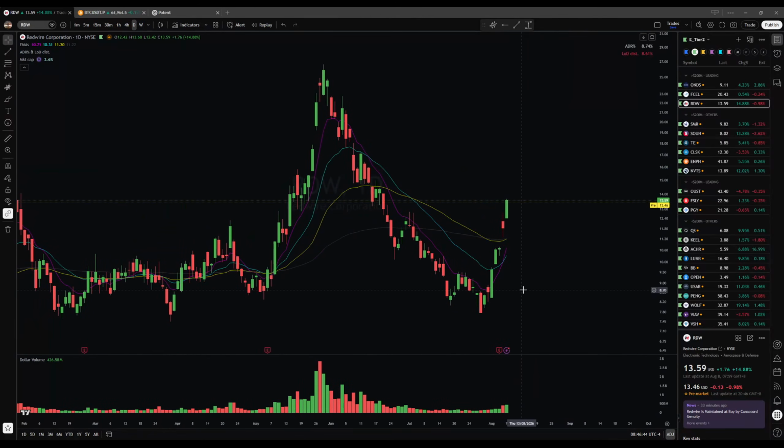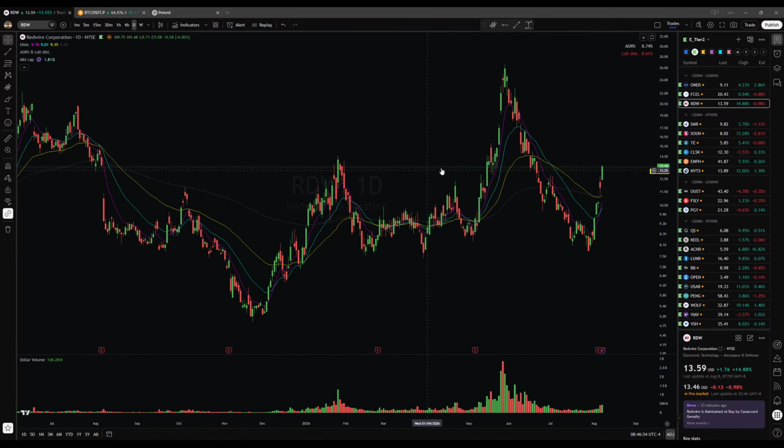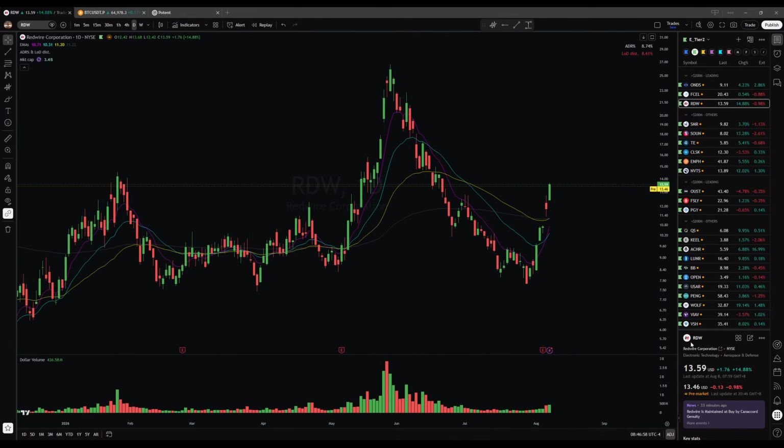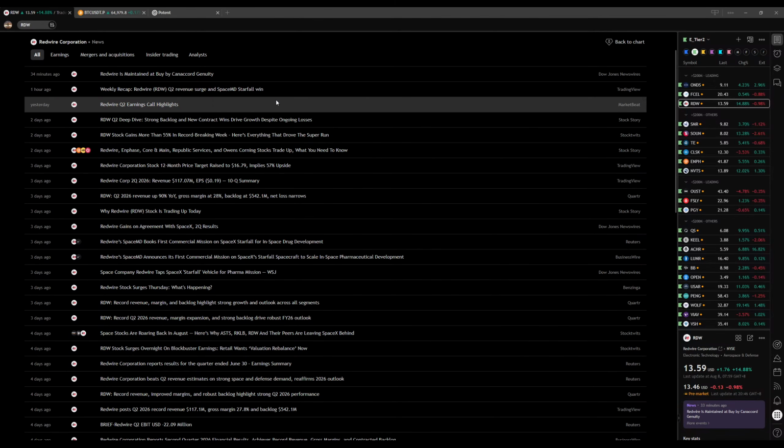This Red Wire is doing pretty good. After earnings it is getting follow-through, and now it's back above all the EMAs, both on the daily and the weekly. It's an aerospace stock, so it's a space theme.